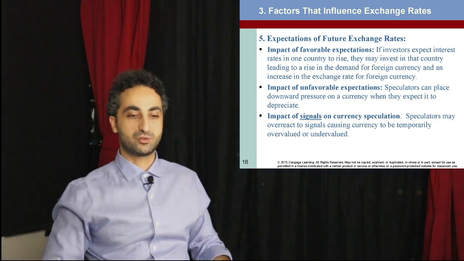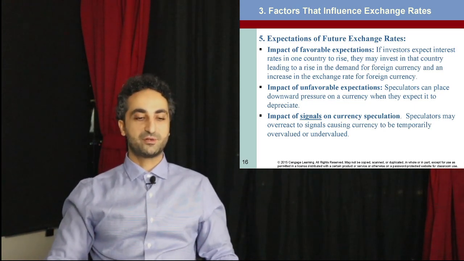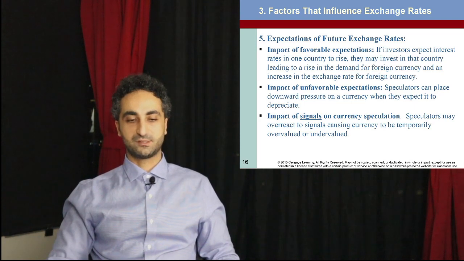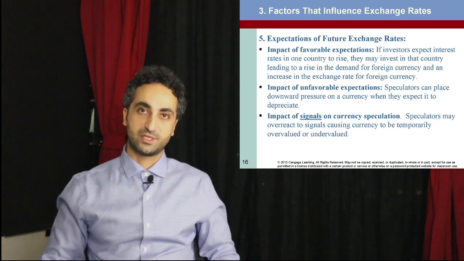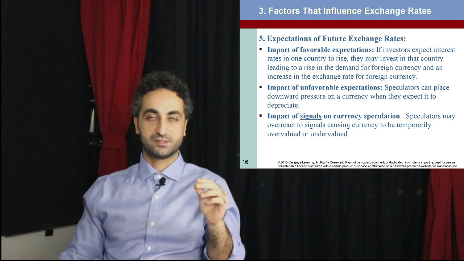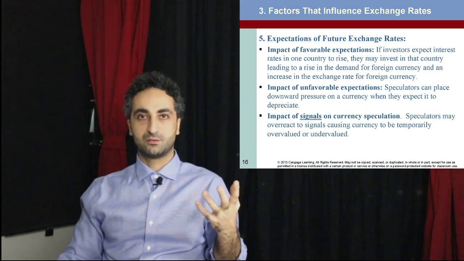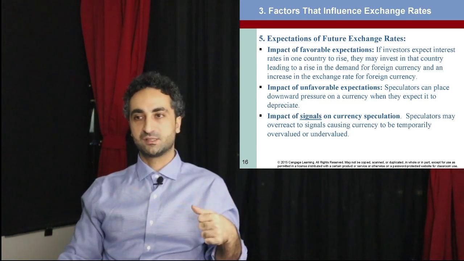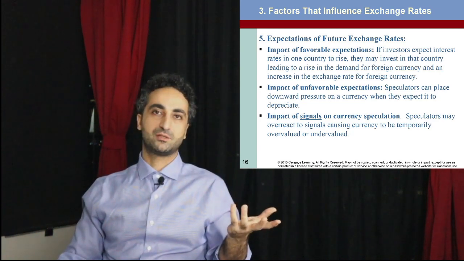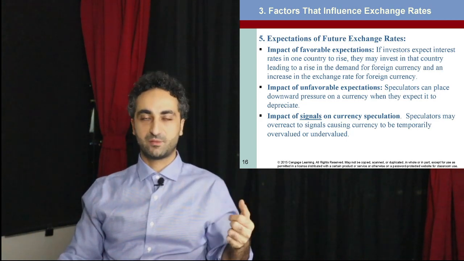Impact of signals on currency speculations. So speculators may overreact to signals, causing currency to be temporarily overvalued or undervalued. To be clear about speculators, what do we mean by speculators? In every economy, there are people who need USD. Why? Because they want to import something from the US. Some countries need ringgit. Why? They import crude palm oil from Malaysia.